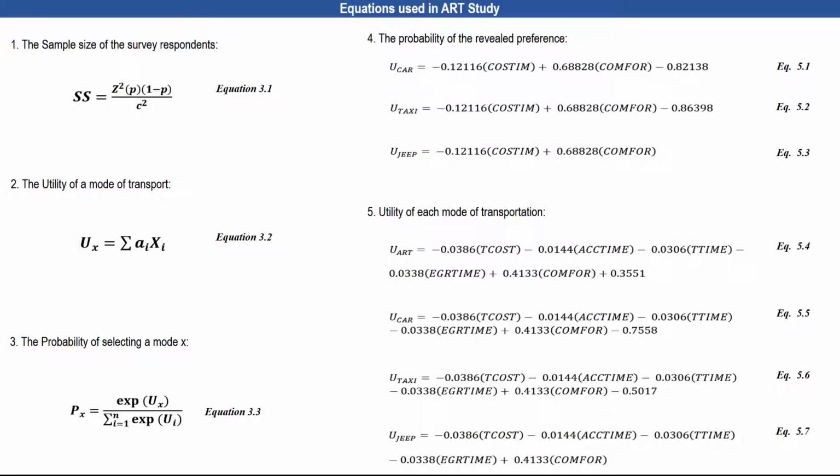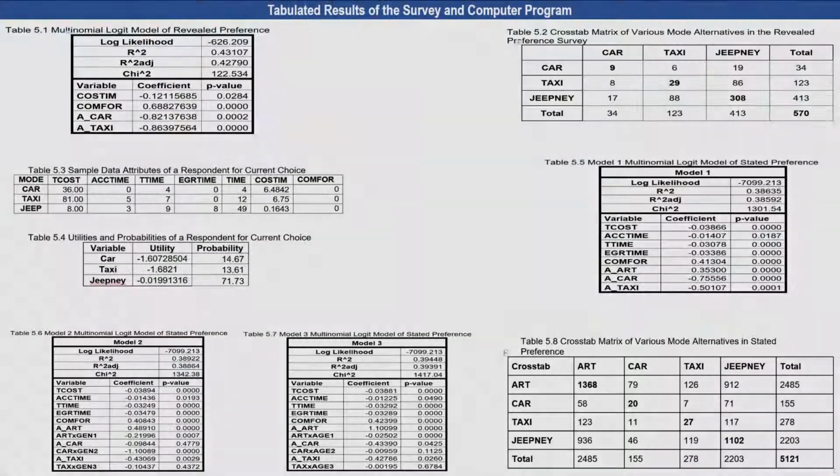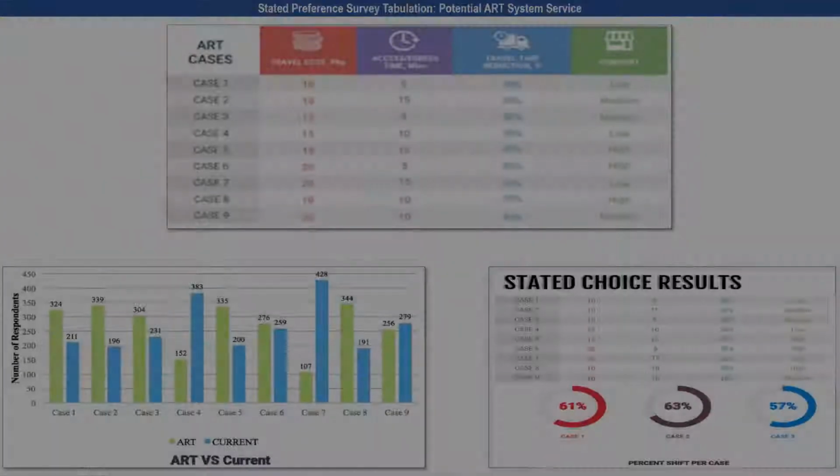These are the equations used in the study. A computer program called nLogit was used to make the calculations based on these equations. This shows the flow of the data analysis. These are the tabulated results of the survey generated by the computer program.